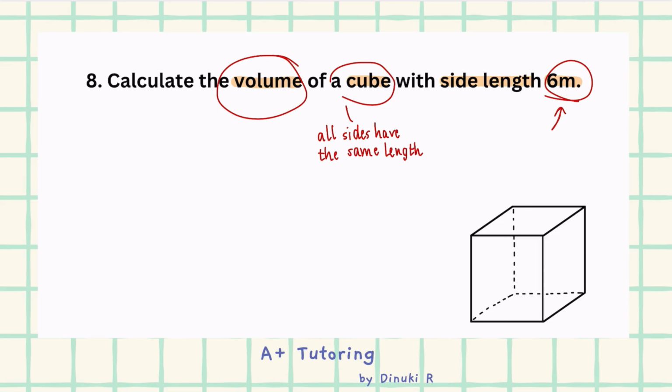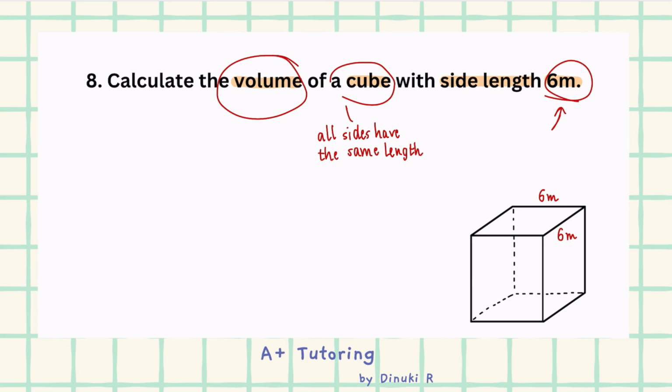To make your life easier, I've actually provided a diagram of a cube here, but again, you won't be provided a diagram in every single circumstance, so make sure you know that you can sketch out a cube really quickly, draw it for yourself, and then use a visual to guide your working out. I'm not going to label every side 6 meters, but just know in your head that every single side is 6 meters on this cube.